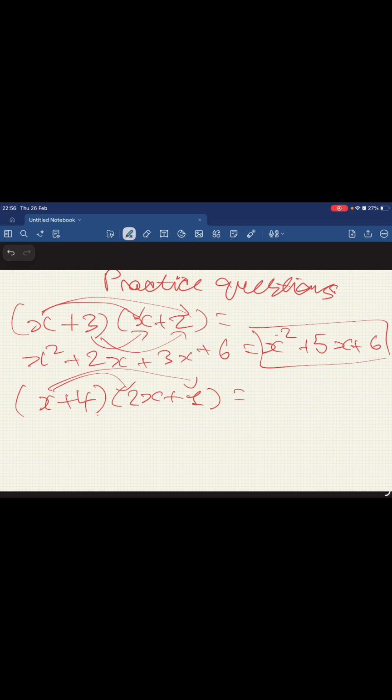Same pattern. It doesn't matter if there's a 2x here. It's the exact same method. x times 2x is 2x squared. x times 1 is x. 4 times 2x is 8x. And then 4 times 1 is 4. So the answer to this question is 2x squared plus 9x plus 4.